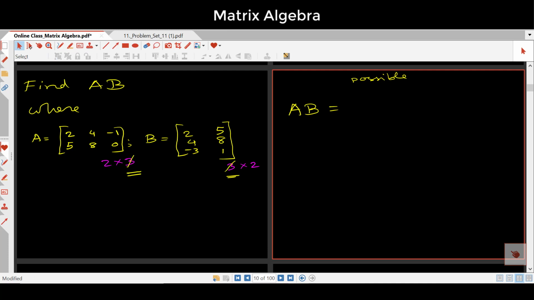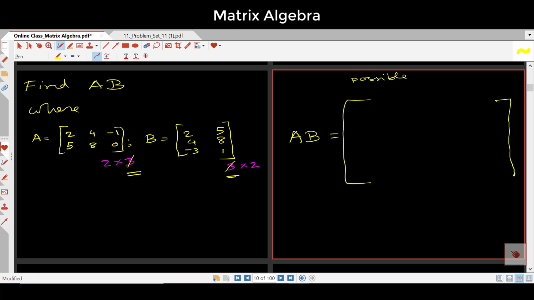Now if multiplication is possible, then what will be the order of the new matrix? How many rows and how many columns will the new matrix have? What will be the number of rows and number of columns? That will depend on this and this. So the new matrix A times B will have the order 2 by 2.